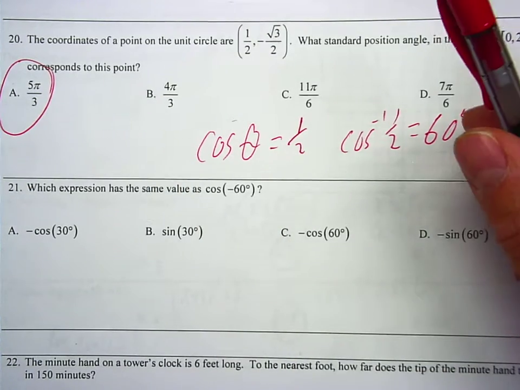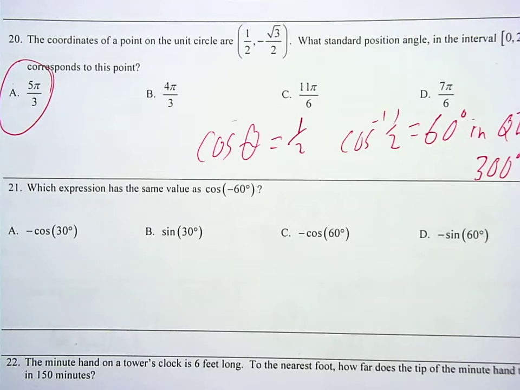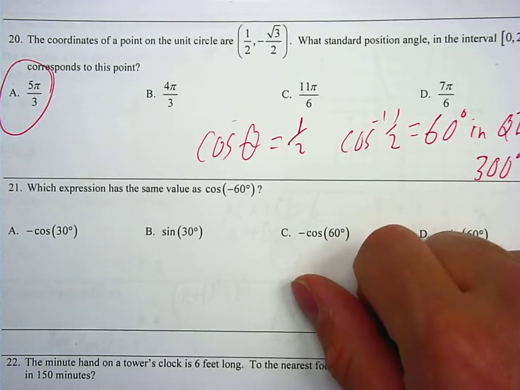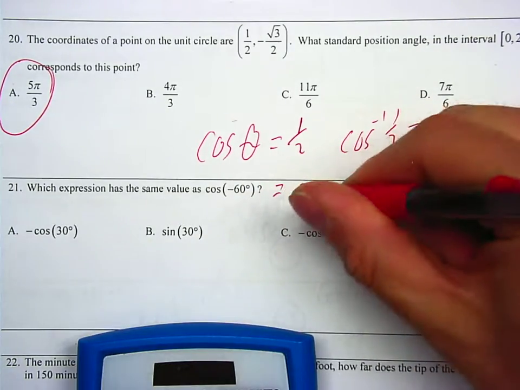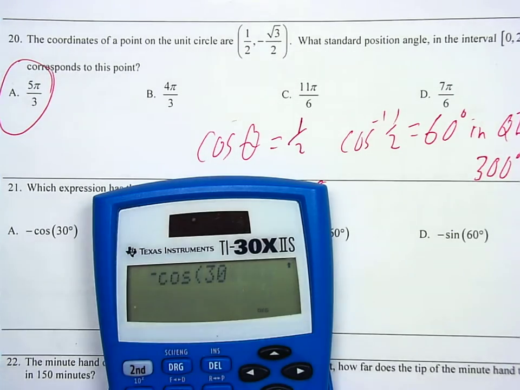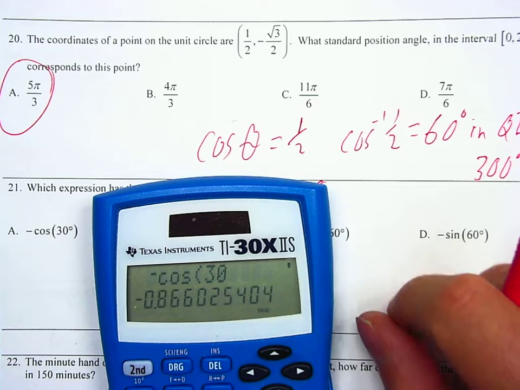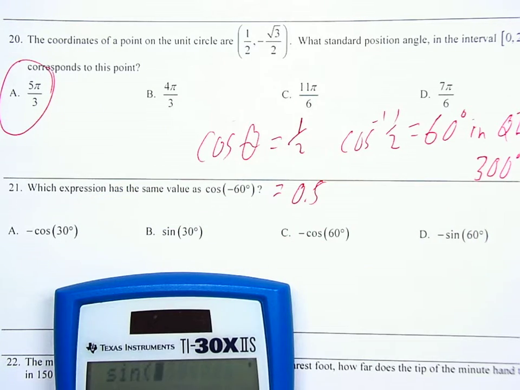All right. Which value has the same value as the cosine of negative 60? Again, same concept. Back to degrees. Cosine negative 60. That's a positive half. So with the negative cosine of 30, a half? Nope. That's square root of 3 over 2, negative. Is the sine of 30 a half?